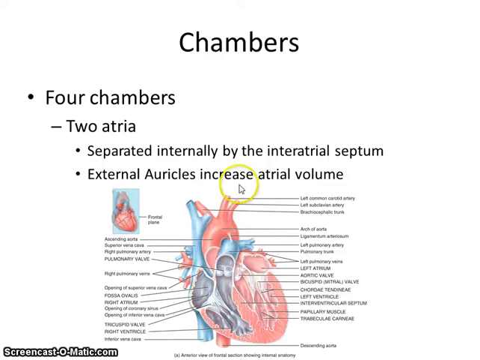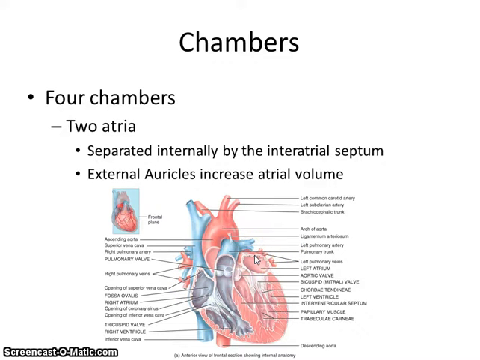So your right side pumps to the lungs, where the blood picks up oxygen, then it comes back around to the left side, pumps out to the body. We'll get more into that later, but it's a good idea to have a basic overview before we get too into this. Okay, so the top 2 small chambers are the atria.